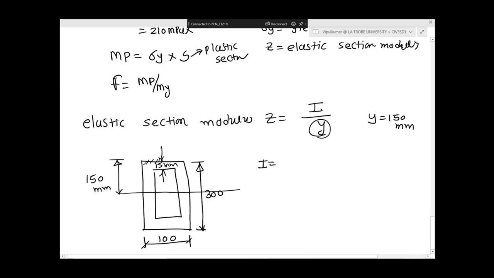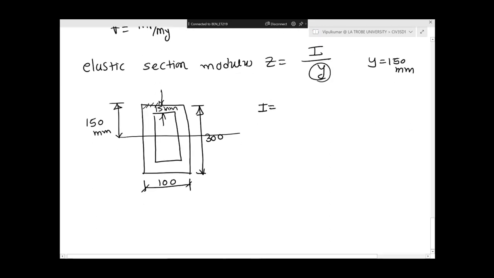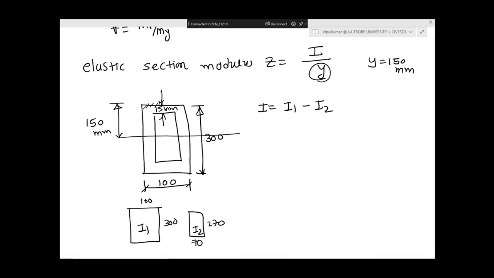I is equal to... we have two rectangles, you can see. One is a big rectangle, which is 300 by 100. The second one is 70 by 270. Do you agree? So let's take this as I1 and this as I2. I is equal to I1 minus I2. Do you agree? The whole big I1 take away small I2 will give you the I.